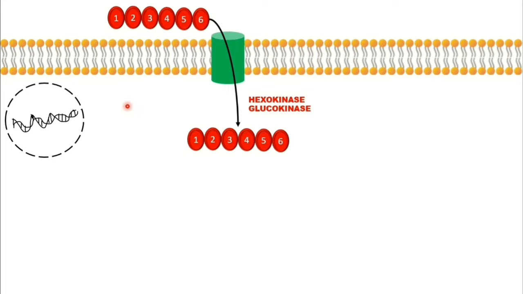Hexokinase or glucokinase take one molecule of phosphate from ATP. Okay, so ATP minus one phosphate will become ADP. Now the phosphate taken from ATP will be added to the molecules of glucose at carbon number 6. Now the glucose plus phosphate at carbon number 6 is called glucose 6-phosphate.